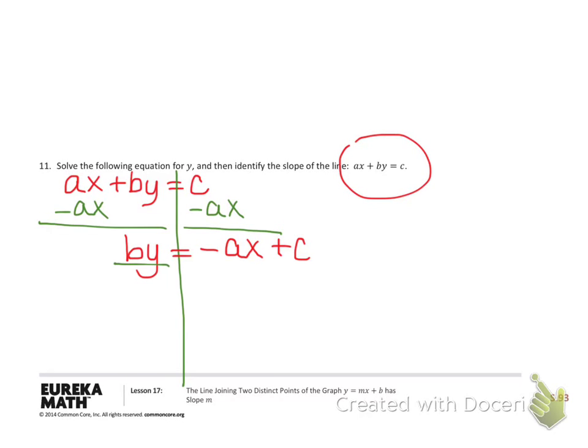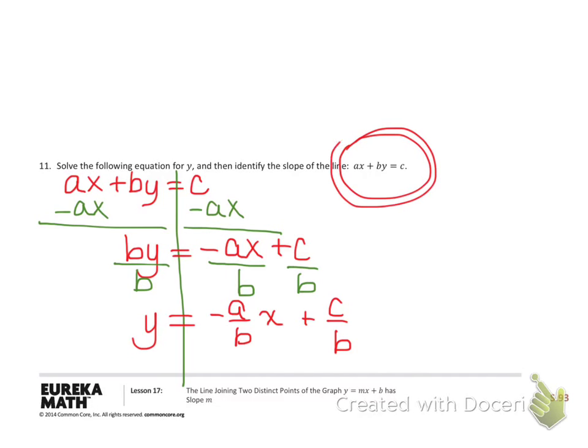Now I'm going to go through and divide everything by b. Divide all the terms by b, and I'm left with this equation solved for y. And I'm getting y is negative a over b times x plus c over b. So if I have an equation in standard form like this one, I know that the slope is going to be negative a over b.